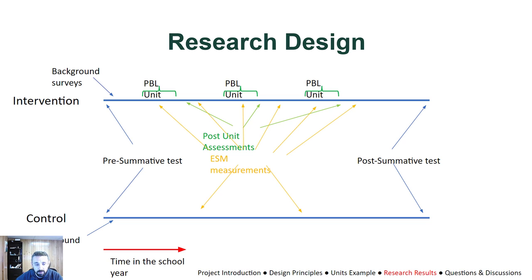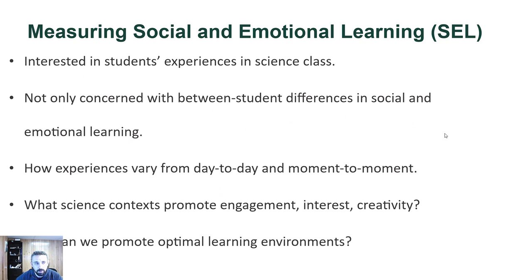In our specific case, it was M-STEP items, actual items from the new version of the NGSS-aligned M-STEP to measure students' performance on NGSS-aligned tests. In addition, as denoted by the light green arrows, for every unit we had a post-unit student assessment to measure how students perform on each of the units. And we also have ESM measurements, which I will come back to after I show the results.